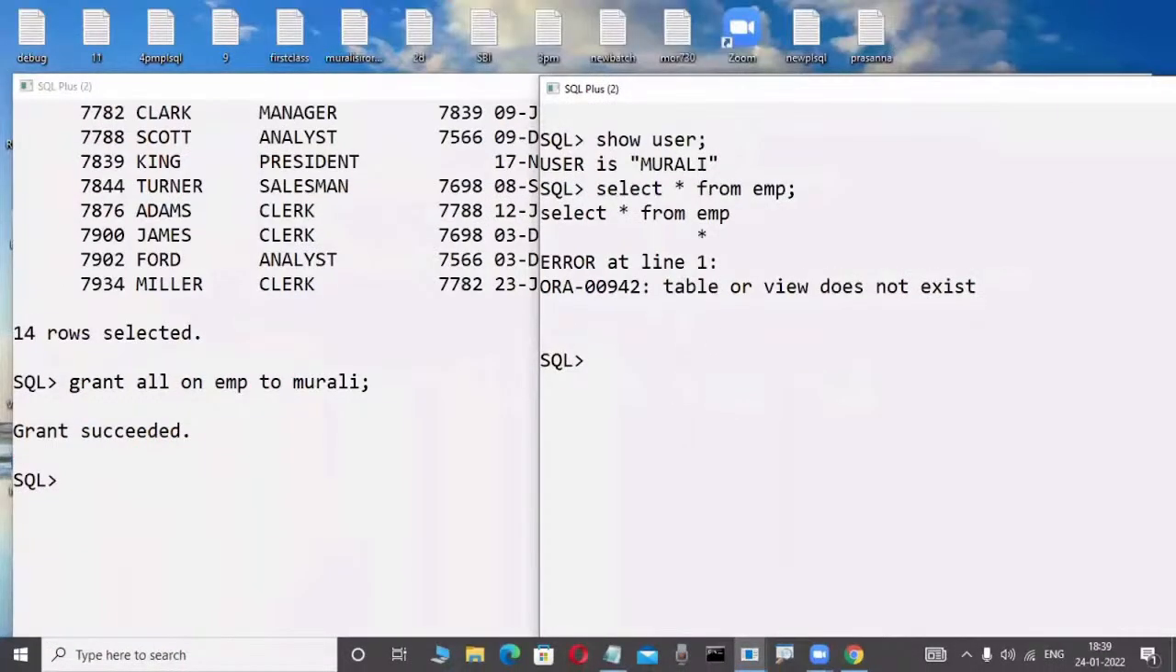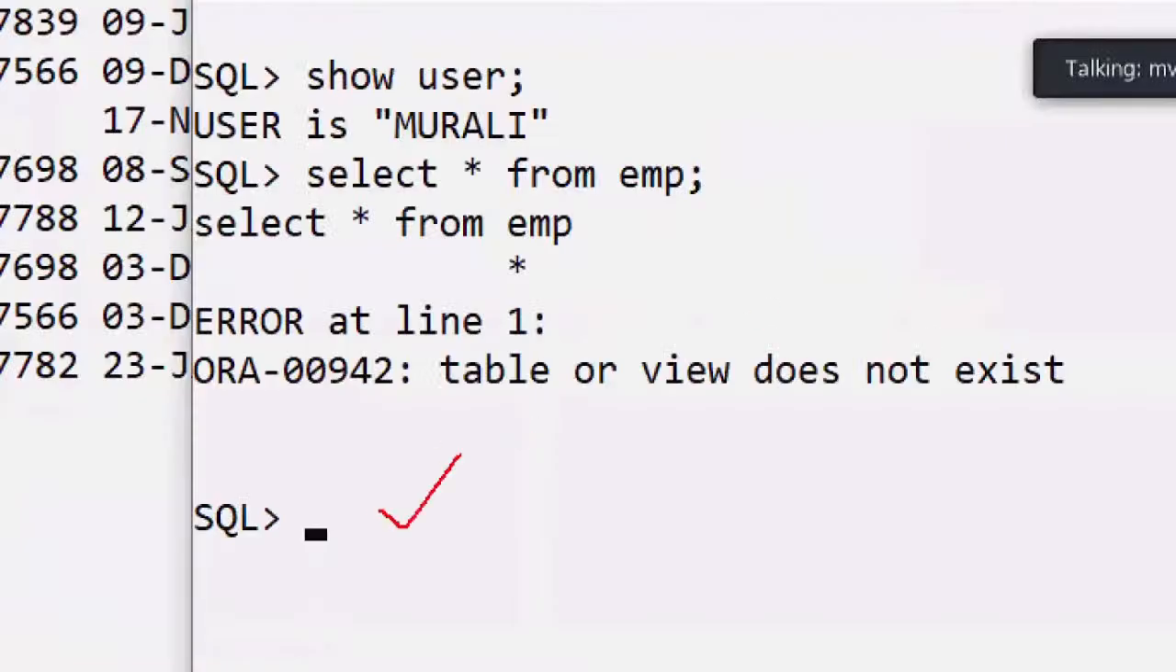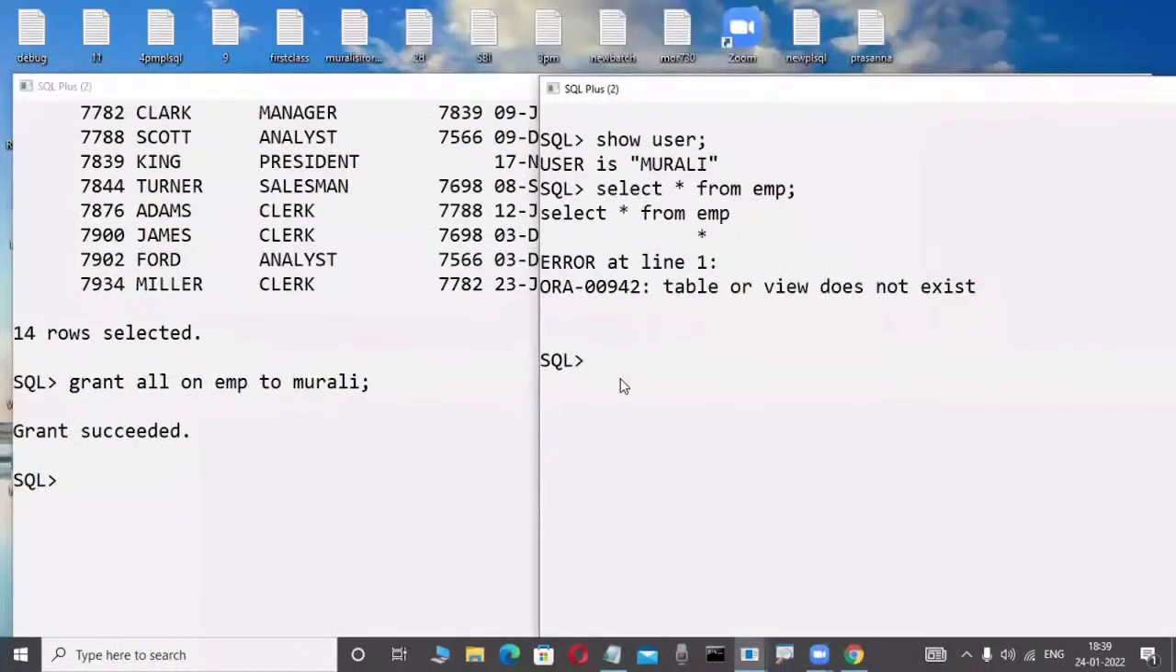Now, if the Murali employee tries to access the Scott user's EMP table, possible or not possible? Maybe I am typing like this: select star from EMP. Now I am typing like this only. Possible or not possible? Anybody guess?